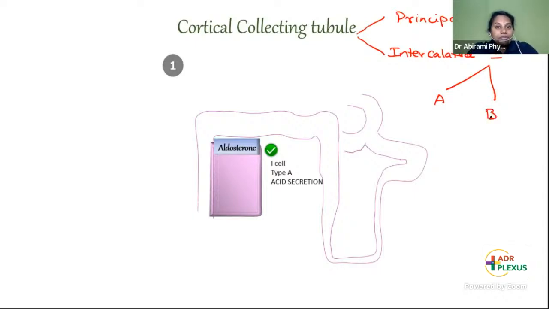And how will you remember the functions? A for acid secretion, B for bicarbonate secretion. So aldosterone enhances the activity of type A intercalated cell. Therefore, what is the role of aldosterone? It helps you in acid secretion. So the first role of aldosterone is it helps in acid secretion.